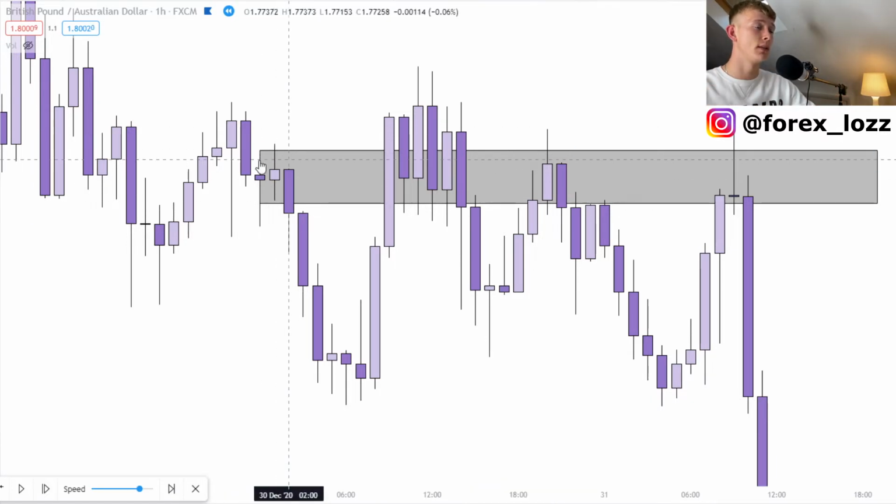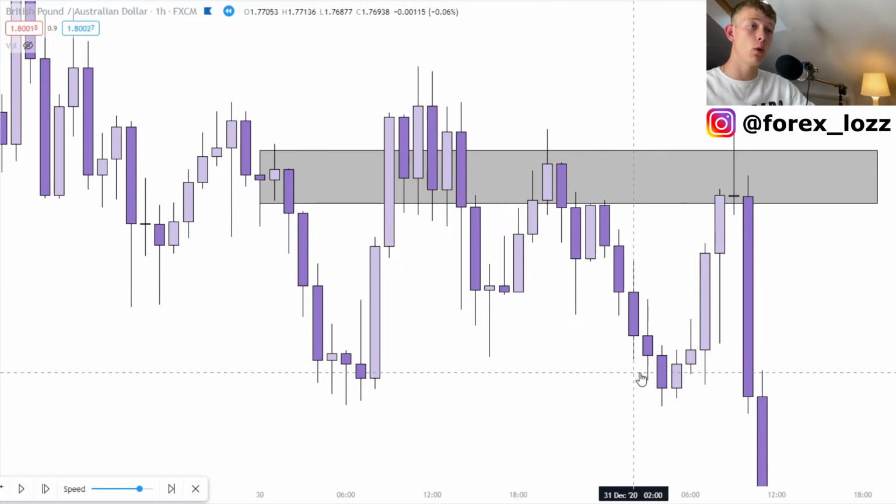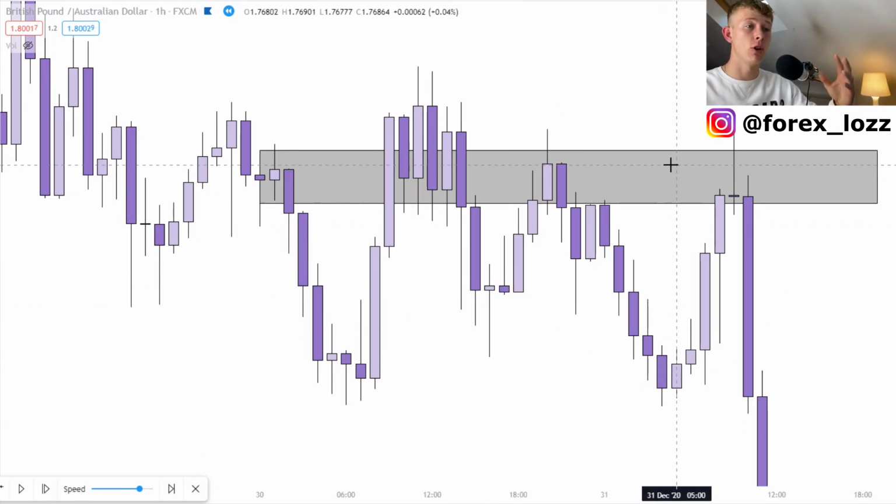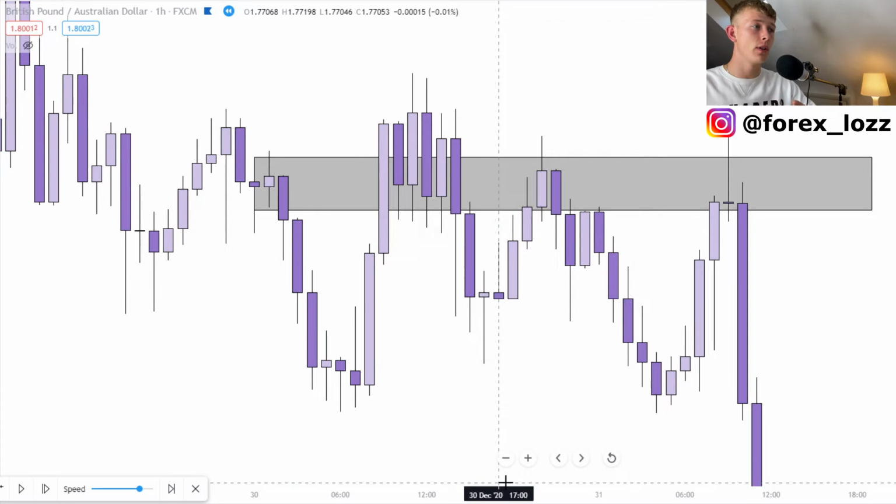So this is our supply level. Price came back, dropped. Price then came back again, dropped even more. Price came back for the 3rd time and dropped again, okay? So that is how we're identifying our supply levels.